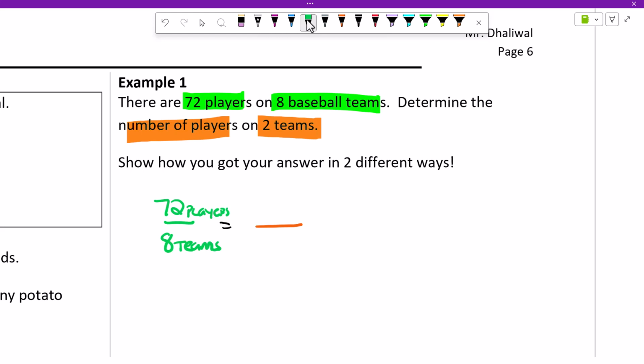Because on the other fraction, now we put a number down. We have to put down how many players are on 2 teams. We need to put the number 2 down. So it makes a difference now. Do you put the 2 on the top or on the bottom?